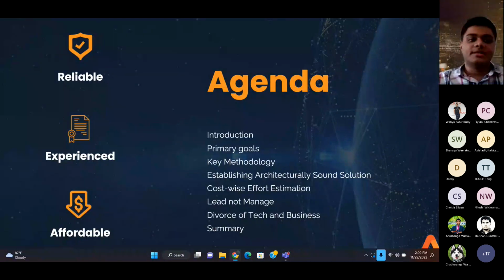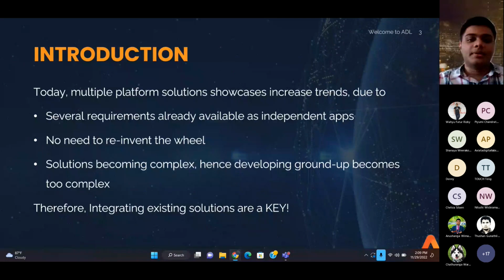Today we see multiple platform solutions showcasing increased strengths, mainly because several requirements are already available as independent applications. For example, when it comes to finance or basic calculators and similar solutions, if you want to have your platform with a calculator, there is no basis to create a new calculator application because there are already several calculators up there in the market.